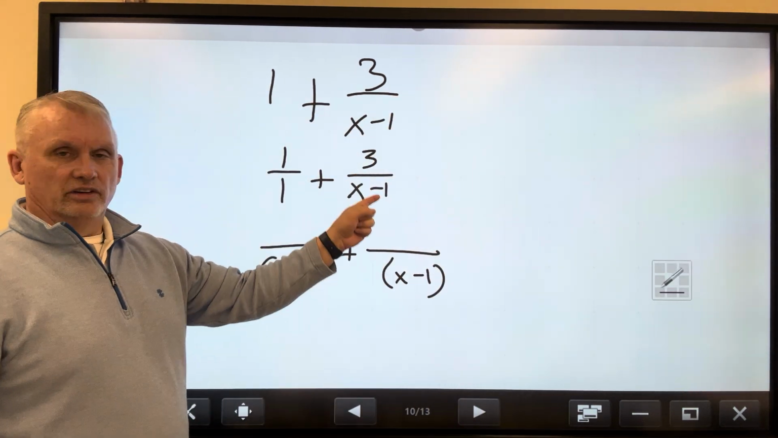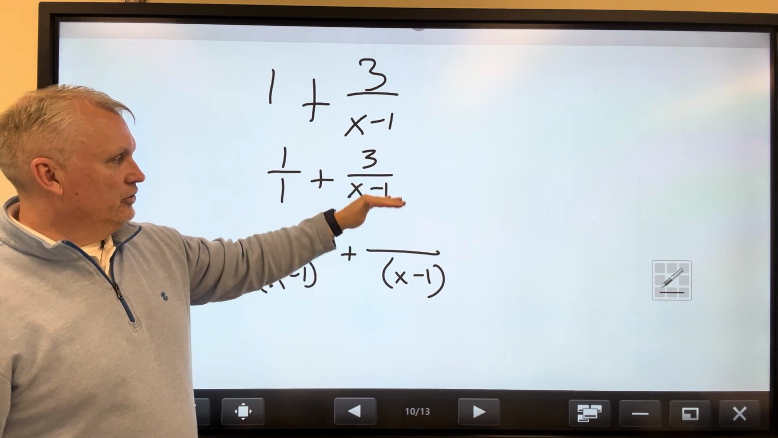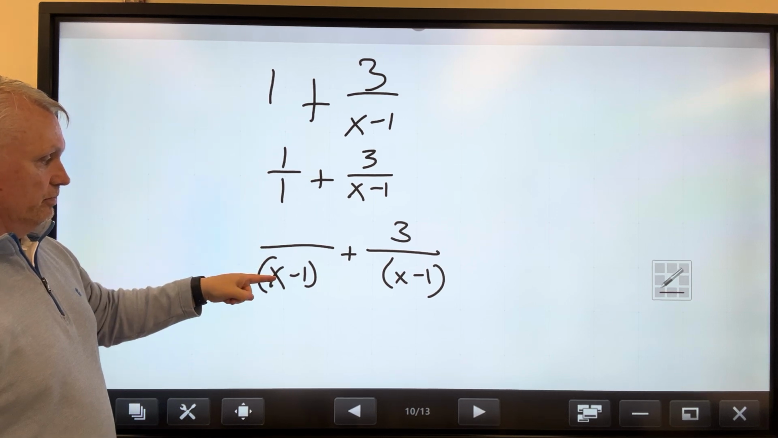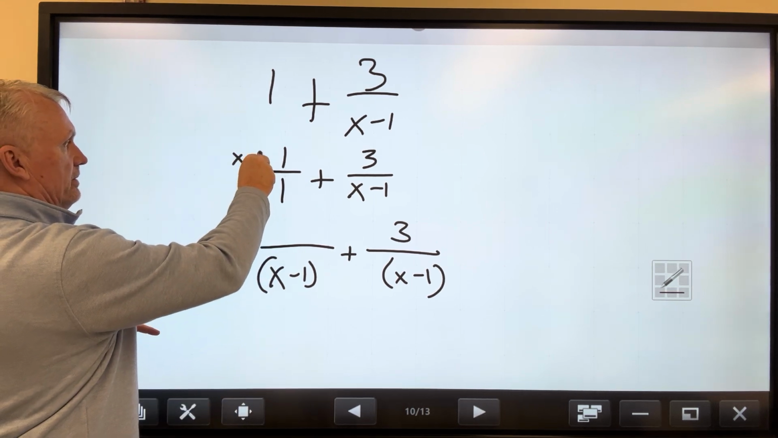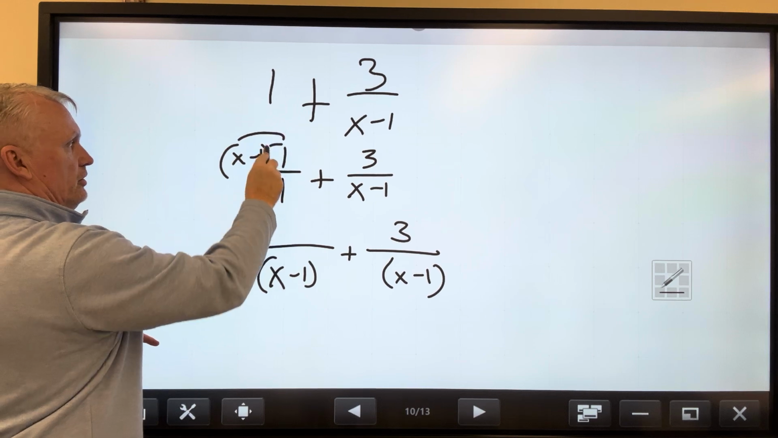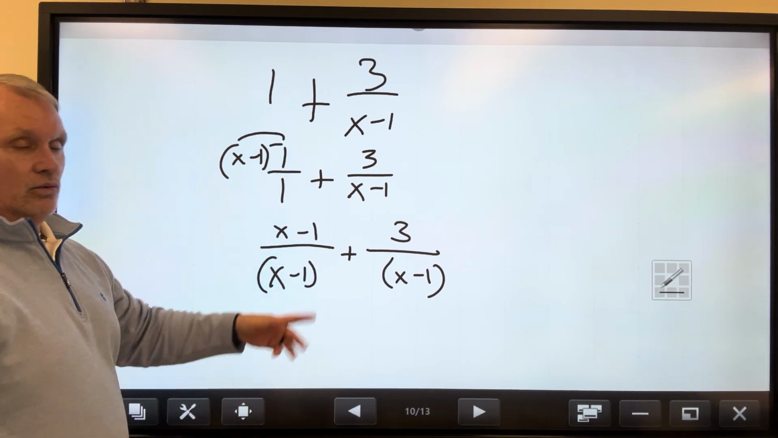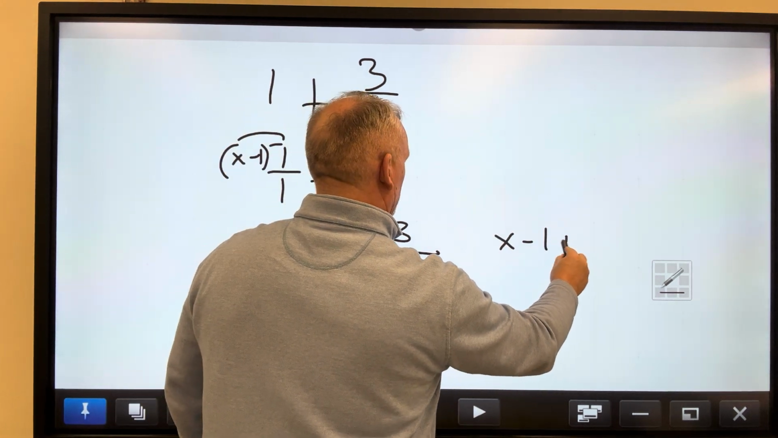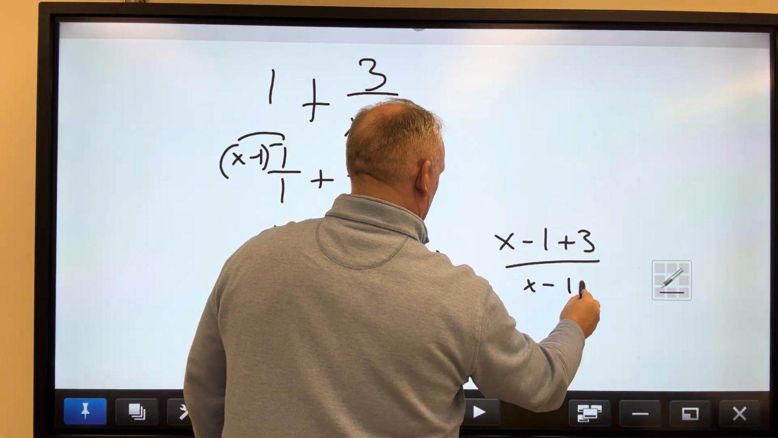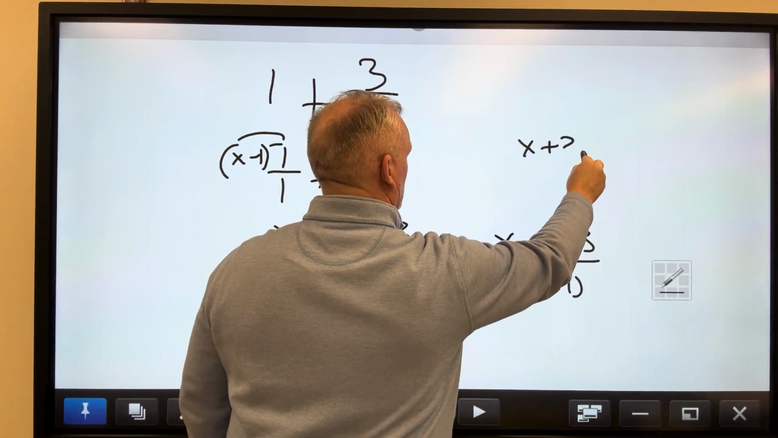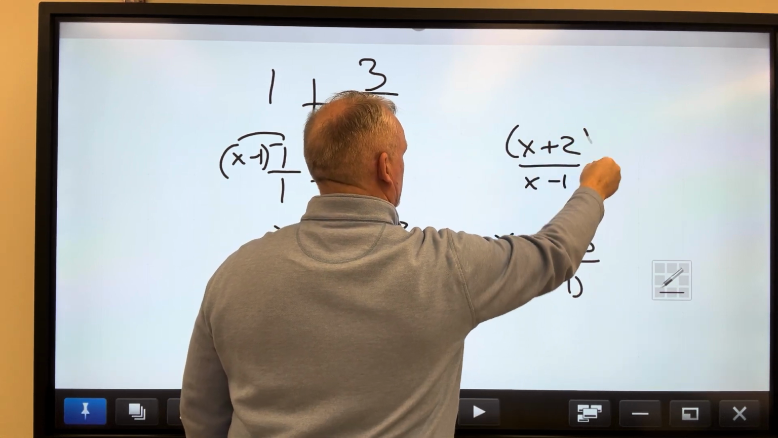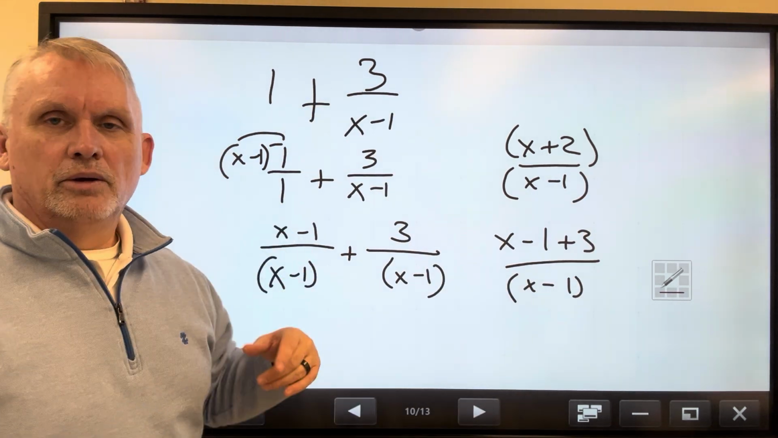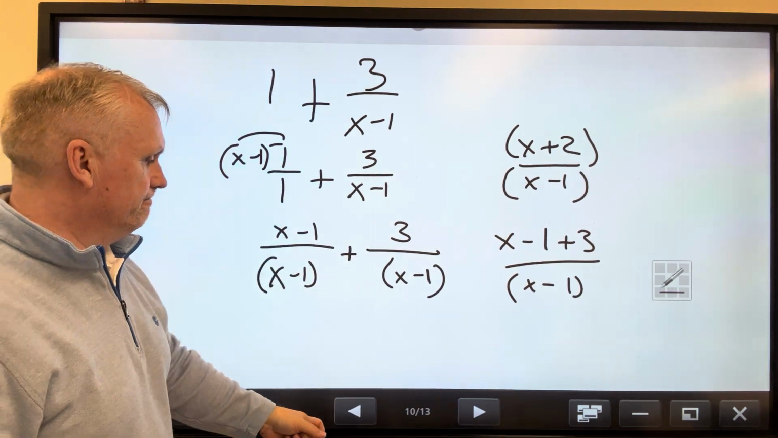Well, this one over here is easy. Is there anything I have to do? You didn't do anything with this denominator, so I don't have to do anything with the numerator. I multiplied this by x minus 1, so you have to do it to the top, x minus 1. Distribute, well, it's just x minus 1. Now all I have to do is add up the numerators. x minus 1 plus 3 over x minus 1. x plus 2 over x minus 1. So if you have just a number, put it as a fraction. That'll help you solve it.